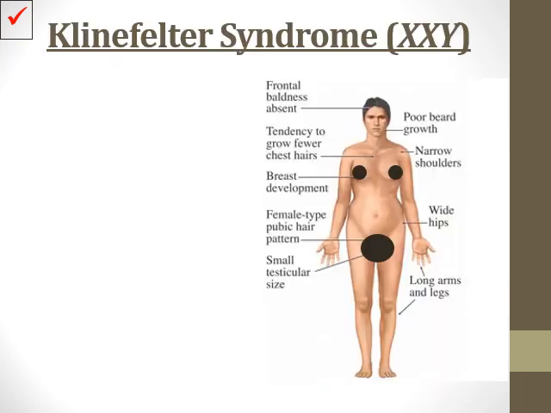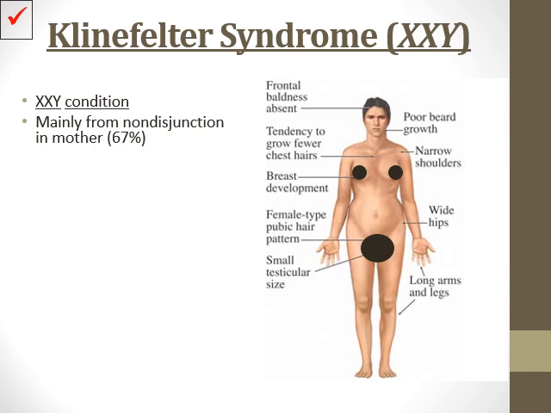The next condition we have to look at is Klinefelter syndrome. Klinefelter syndrome is recognized by the genotype XXY. Traditionally, we know that XX normally means female, whereas XY normally means male. But here, we have 2 X's and a Y.